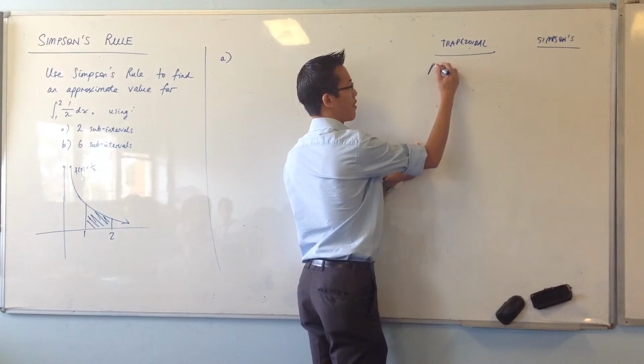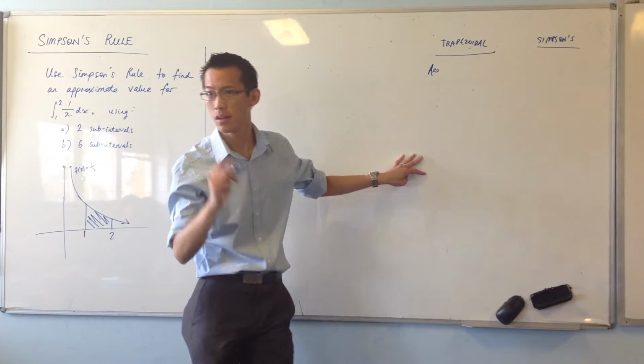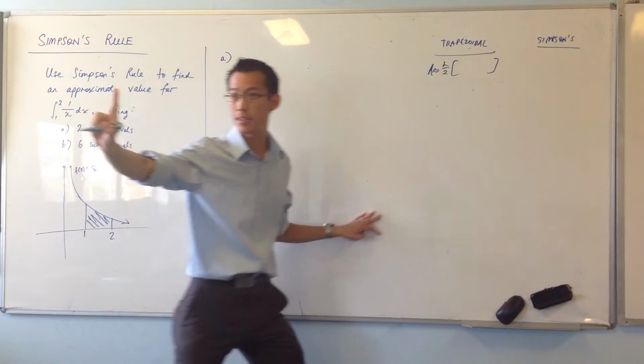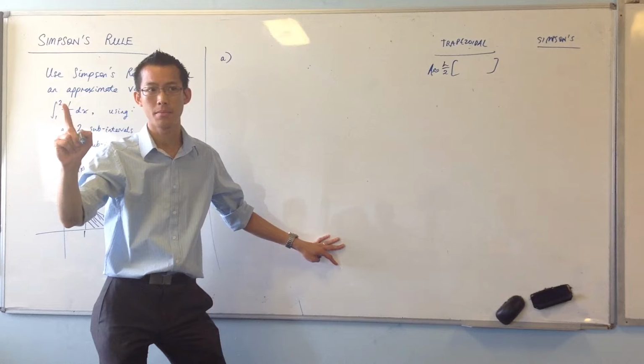What is an area approximately equal to according to trapezoidal? How do we start? H on 2. Good. And then this is just one trapezium, right? So what am I going to have in there? Just one trapezium.